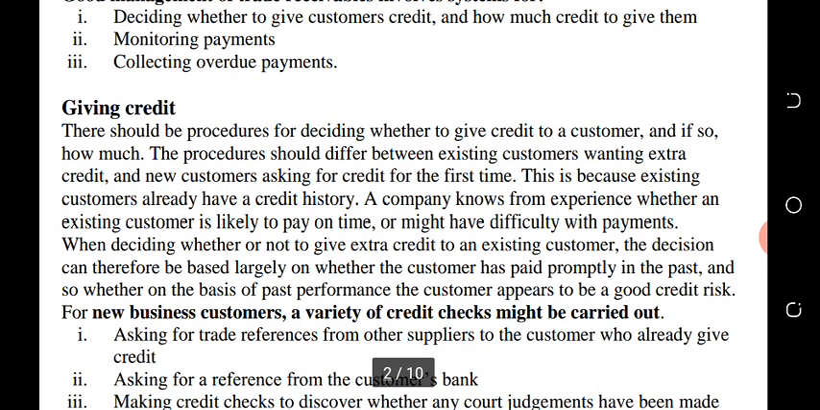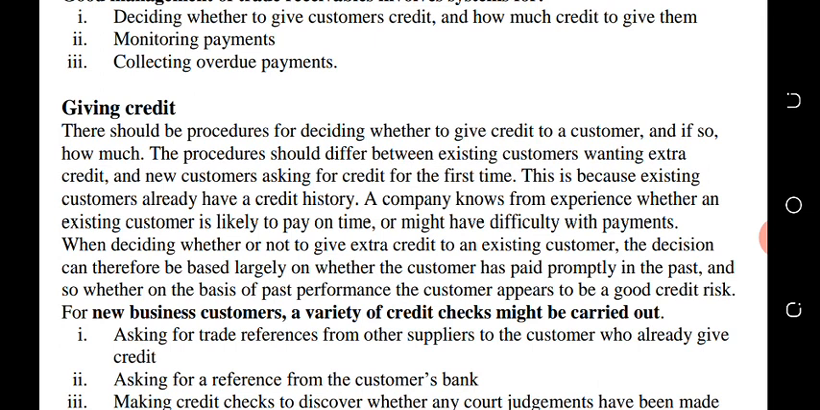Giving credit. There should be procedures for deciding whether to give credit to a customer, and if so, how much. By way of procedure, the procedure should differ between existing customers wanting extra credit and a new customer asking for credit for the first time. So there must always be procedures for giving credit to an existing customer and a new customer.